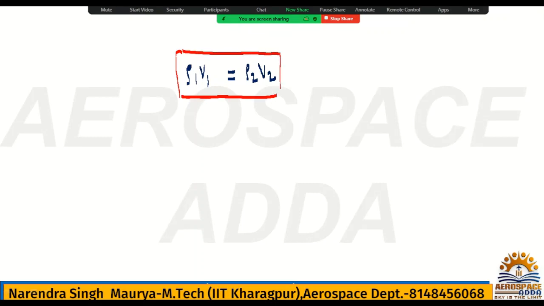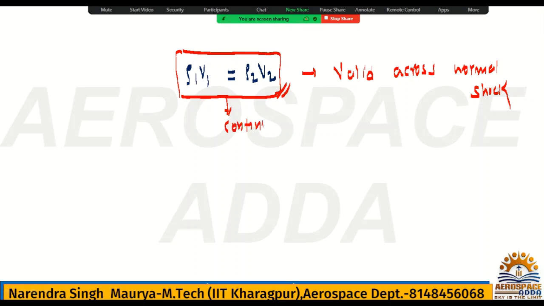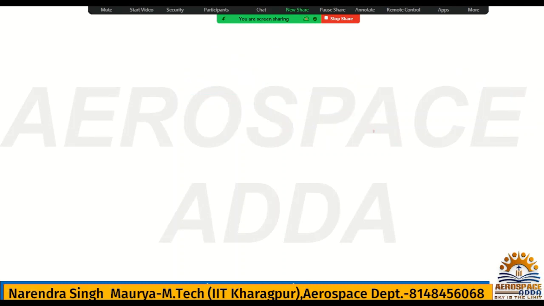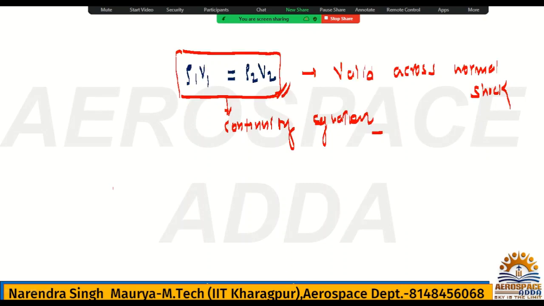So this equation will be valid across the normal shock. I must write: valid across normal shock. This is the continuity equation. This one is clear, okay. This is the continuity equation and it is valid across the normal shock.